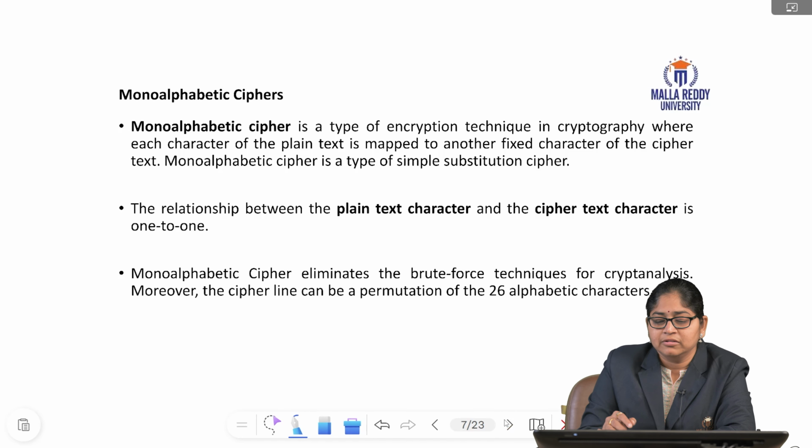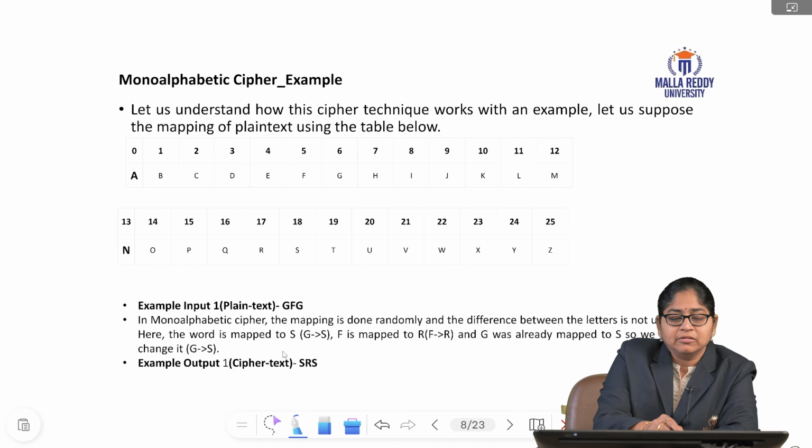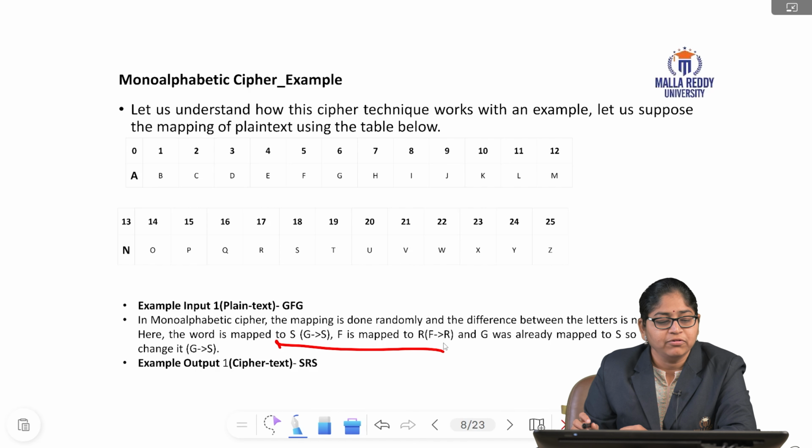Now we will see one example for monoalphabetic cipher. The plain text is GFG. For G, randomly I have chosen the letter S, and for F I have chosen the letter R, and for G, G is already mapped to S. That means the full ciphertext is SRS. So in monoalphabetic cipher, we can replace a letter with any fixed letter. Out of 26 alphabets, we can take any letter.